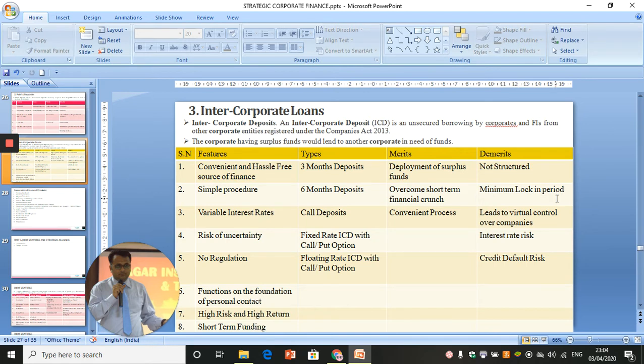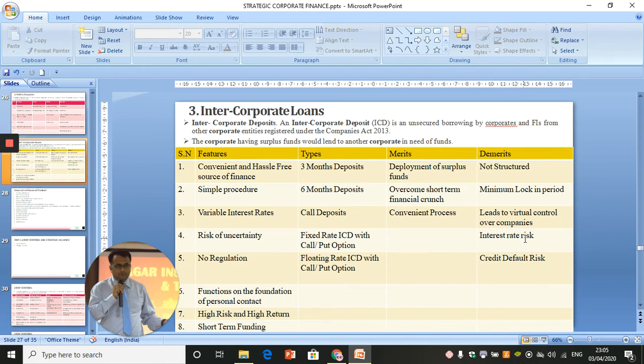It is not regulated, not structured. Minimum lock-in period. Most of the companies keep a minimum lock-in period, so that you can claim ICD only after 3 months or 4 months. For example, these 3 months deposit, you cannot claim them before 3 months. Then it leads to virtual control over companies. So the company giving funds may take over virtual control over these companies.